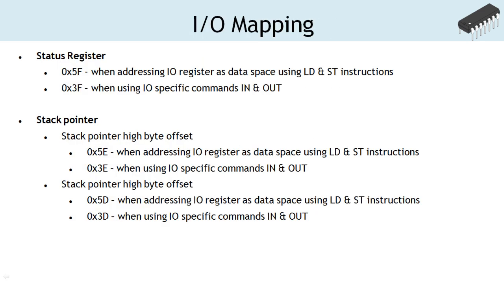There are two things you must have noticed. The first is the registers mapped to the I/O memory space in data space have two offsets. For example, the status register SREG has offset 0x5F and 0x3F. Similarly, the high byte of stack pointer SPH has two offsets 0x5E and 0x3E, and the low byte SPL has offsets 0x5D and 0x3D. On the contrary, the extended I/O register is accessed using only one offset.